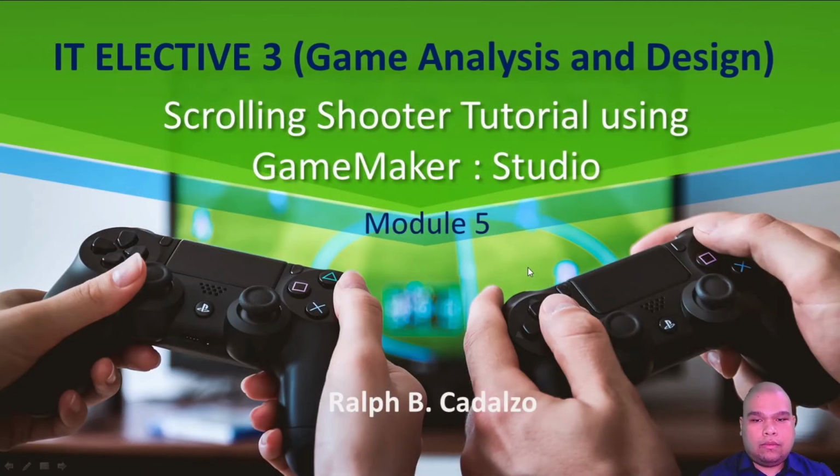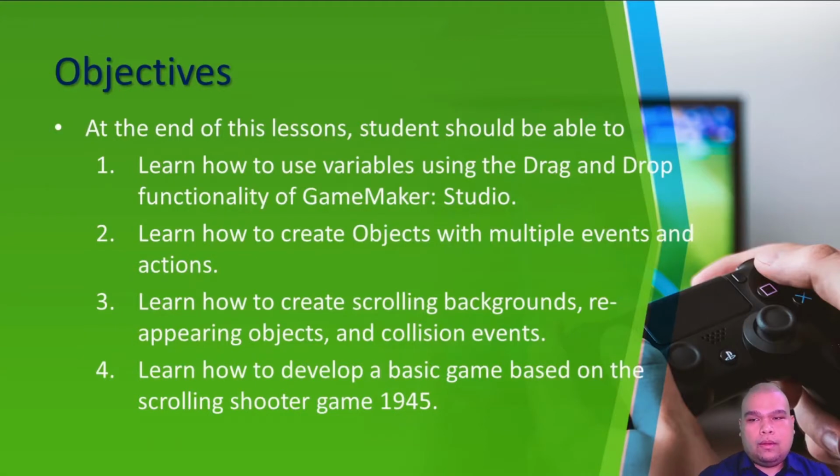Hello guys! For Module 5 of your IT Elective 3 Game Analysis and Design, our topic is regarding scrolling shooter tutorial using GameMaker Studio. For the objectives, at the end of this lesson, students should be able to learn to use variables using drag and drop functionality of GameMaker Studio, learn how to create objects with multiple events and actions, learn how to create scrolling backgrounds, reappearing objects, and collision events. Learn how to develop a basic game based on the scrolling shooter game 1945.